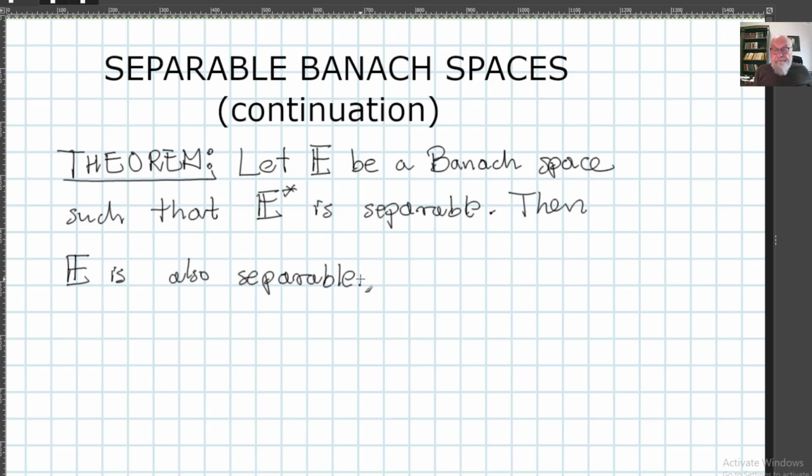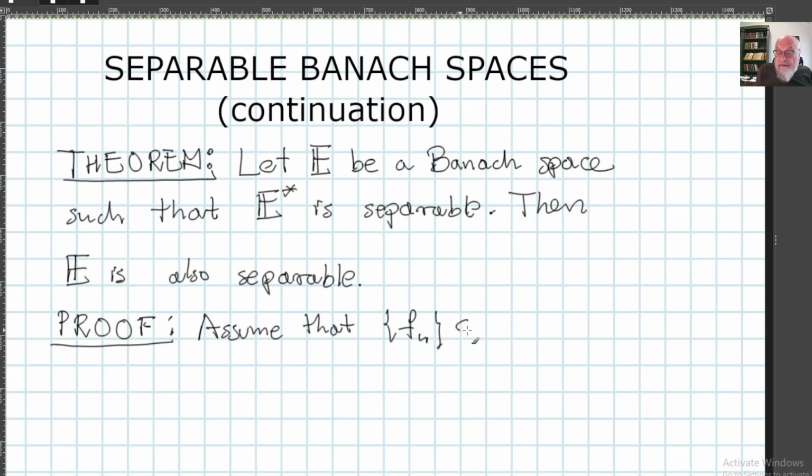Very good. So, let's start the proof. Under the assumption E star is separable, so assume that we have here Fn is a sequence contained in E star that is dense in E star. Very good.